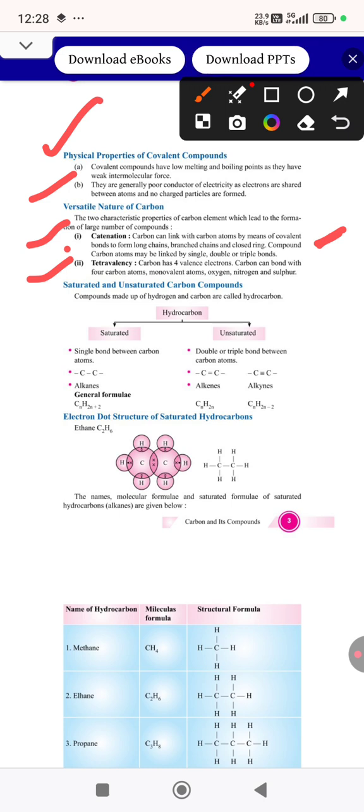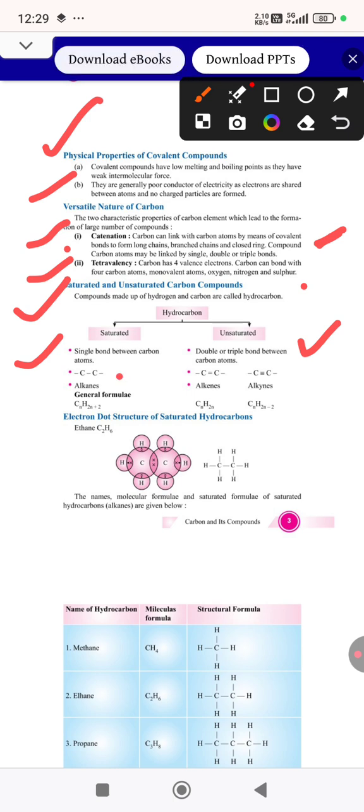Number 2, tetravalency. Carbon has 4 valence electrons, so carbon can bond with 4 carbon atoms, monovalent atoms, oxygen, nitrogen and sulfur. Saturated and unsaturated carbon compounds. Hydrocarbons are saturated and unsaturated. Single bonds between carbon atoms are saturated. Double or triple bonds between carbon atoms are unsaturated.